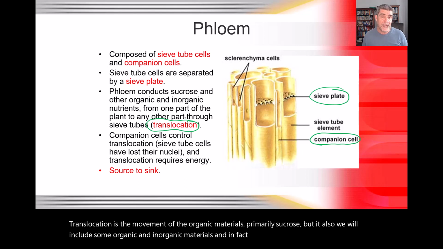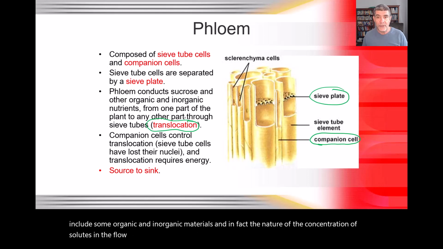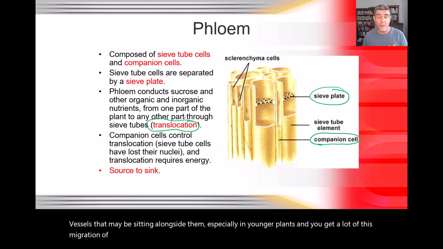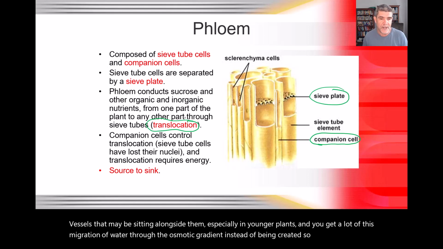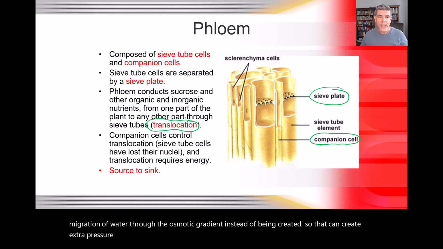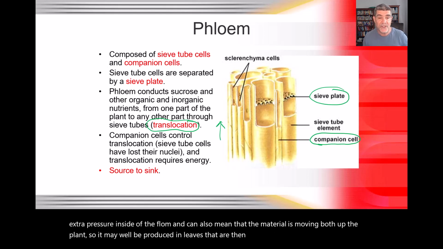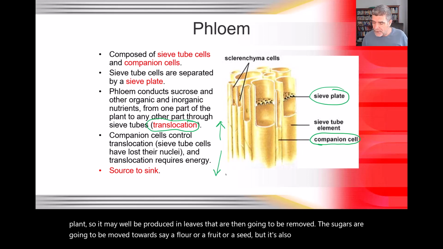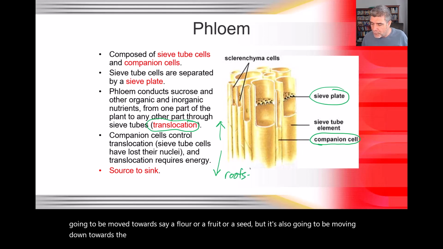And in fact, the nature of the concentration of solutes in the phloem actually creates concentration gradients with the xylem vessels that may be sitting alongside them, especially in younger plants, and you get a lot of this migration of water through the osmotic gradients that are being created. So that can create extra pressure inside of the phloem. It can also mean that the material is moving both up the plant, so it may well be produced in leaves and then moved, the sugars are going to be moved towards, say, a flower or a fruit or a seed, but it's also going to be moving down towards the roots as well.